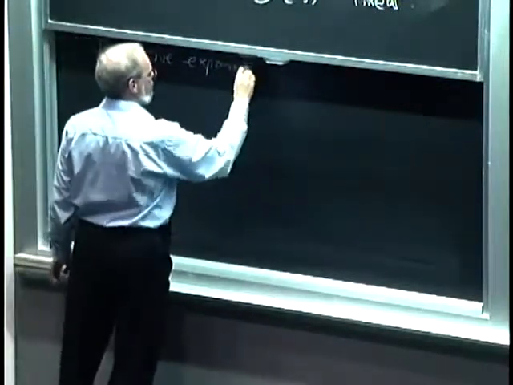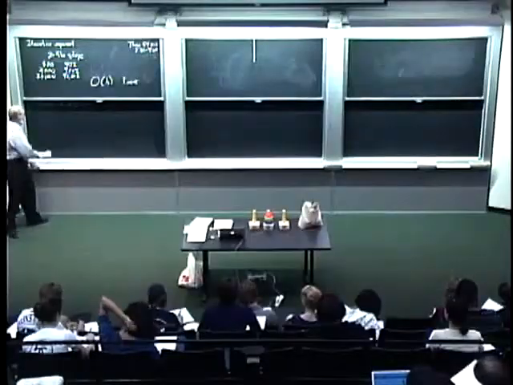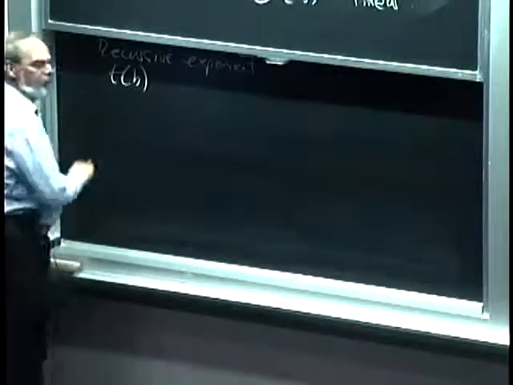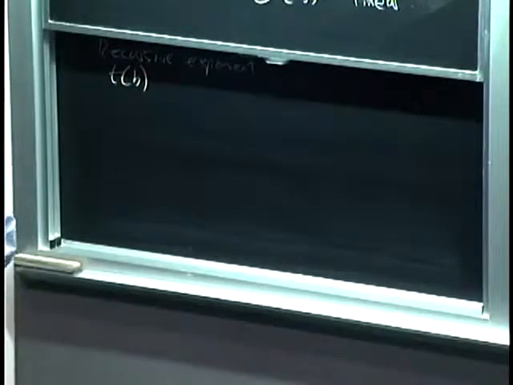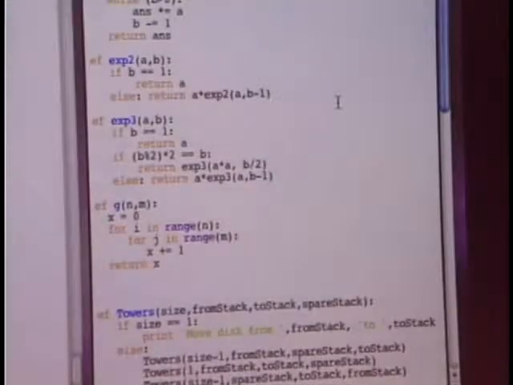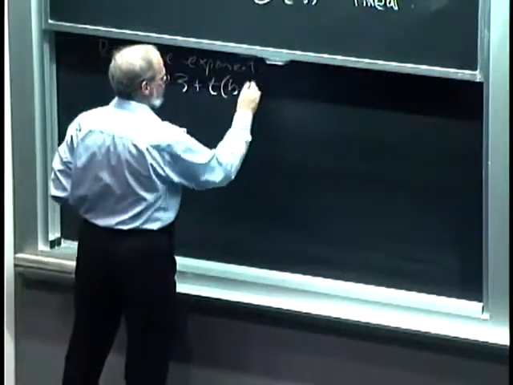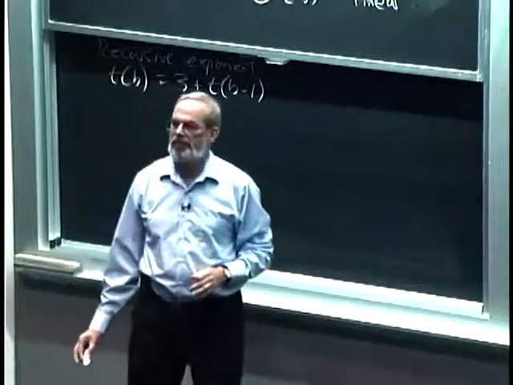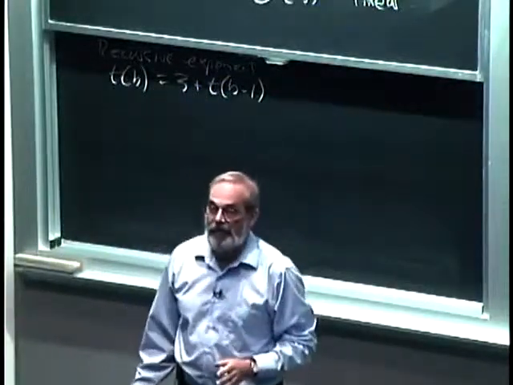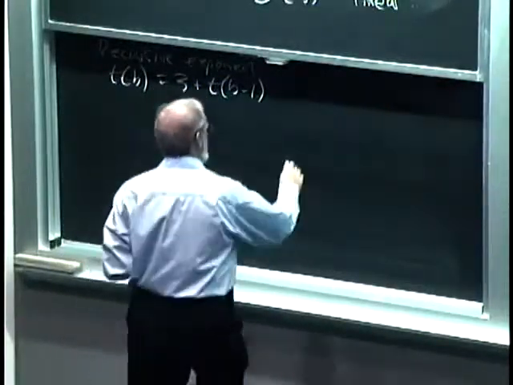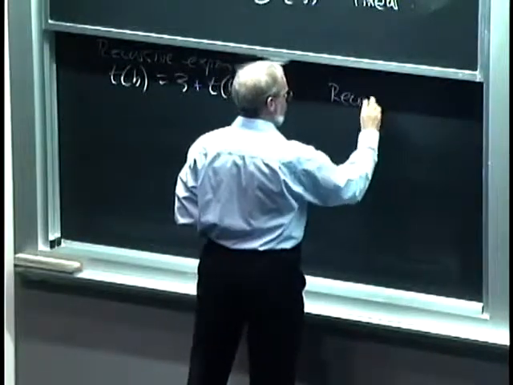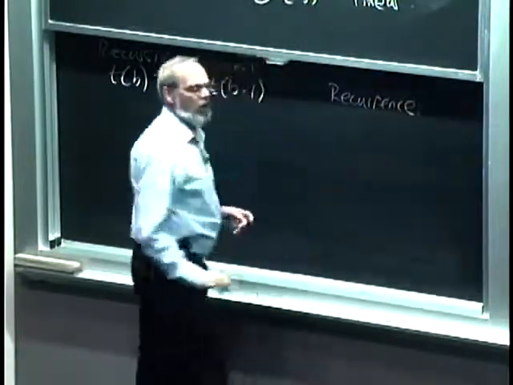exponentiator, I'm going to do the following trick. I'm going to let t of b be the number of steps it takes to solve the problem of size b. And I can figure this out. I've got one test, I've got a subtraction, I've got a multiplication. That's 3 steps, plus whatever number of steps it takes to solve a problem of size b minus 1. This is what's called a recurrence relation. There are actually cool ways to solve them.